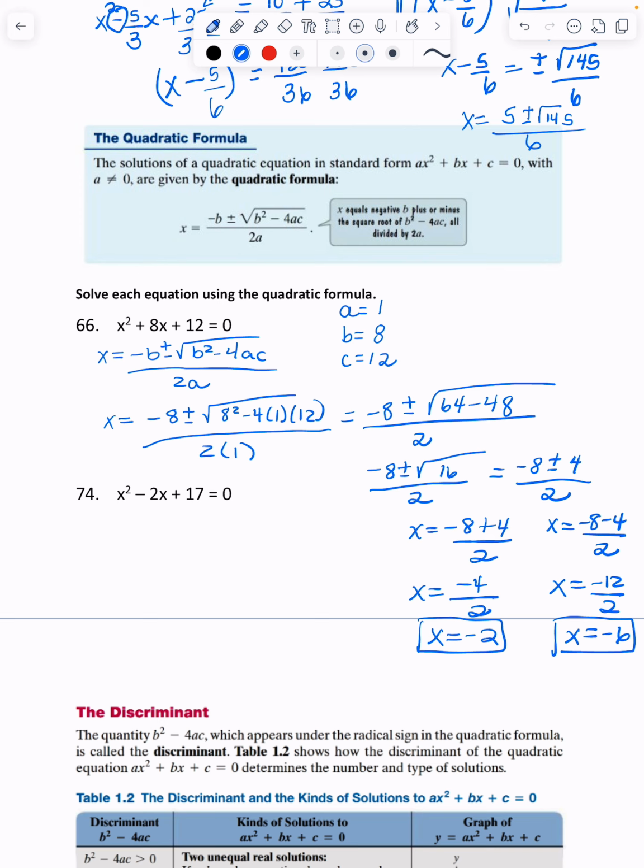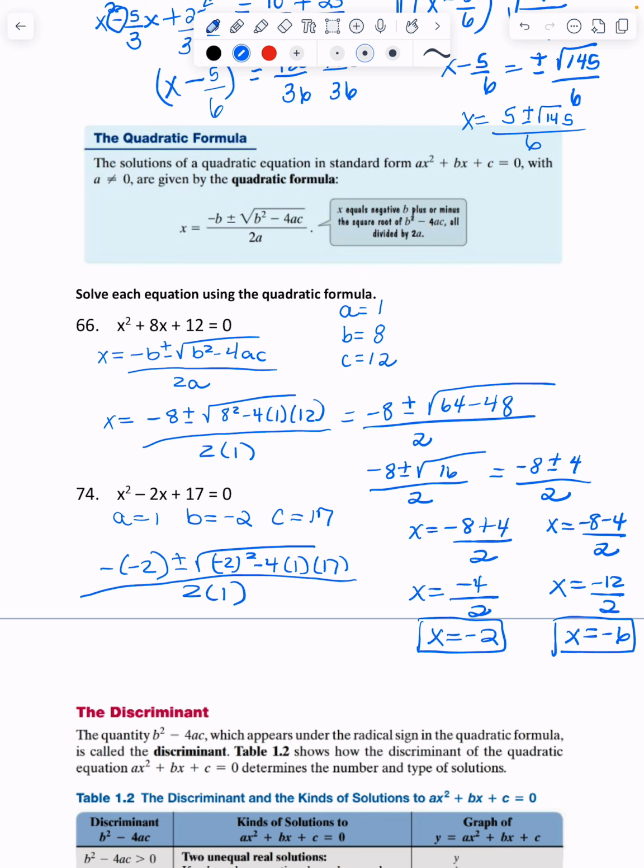So working one more example, if we worked 74 using the quadratic formula, in this case, A is 1, B would be negative 2, and C would be positive 17. So the formula is negative B. So negative negative 2 plus or minus the square root of B squared minus 4 times A times C, all of that divided by 2 times A.